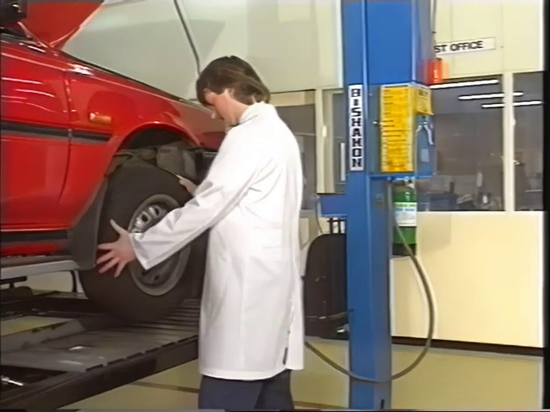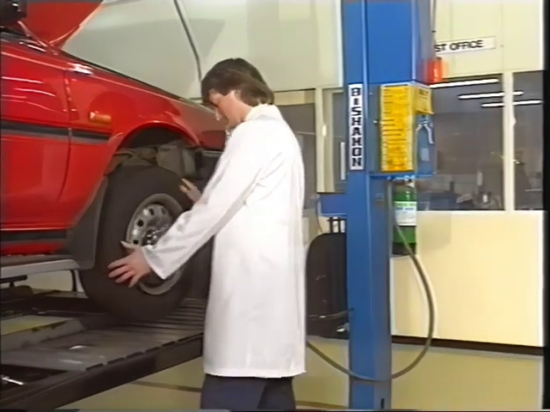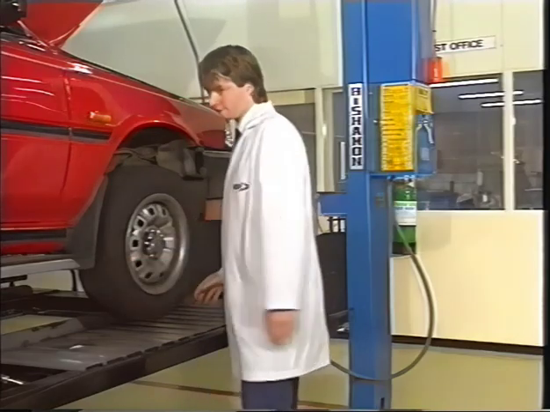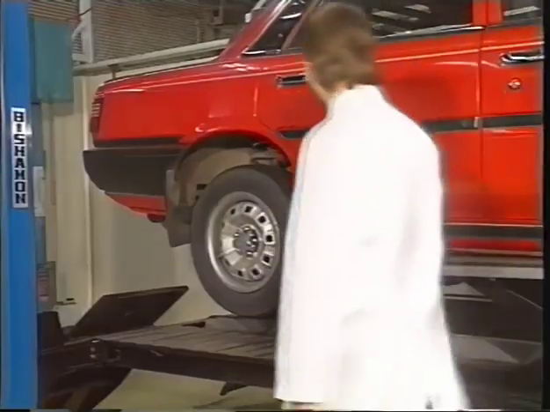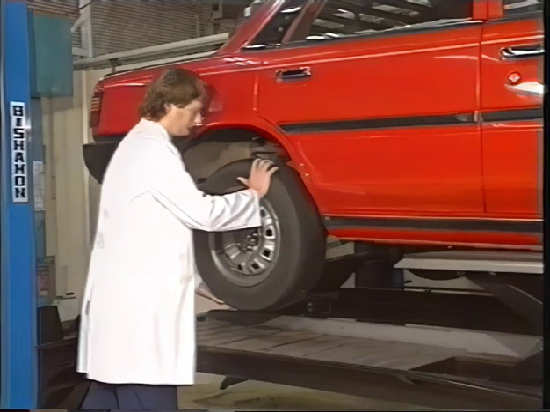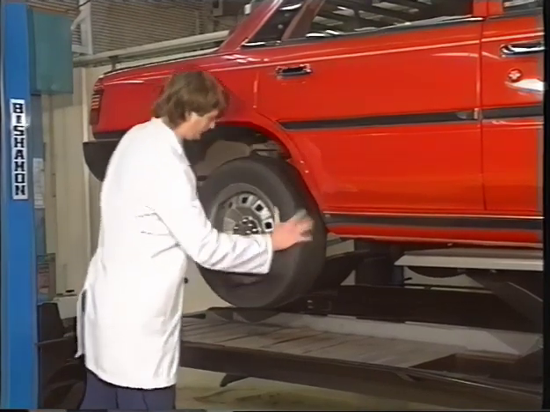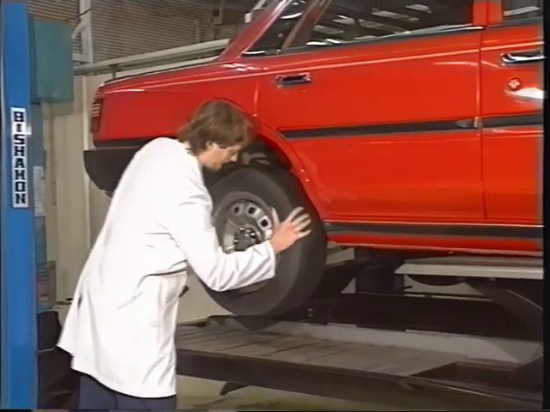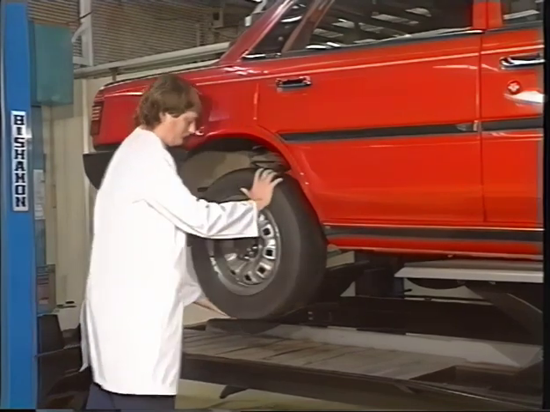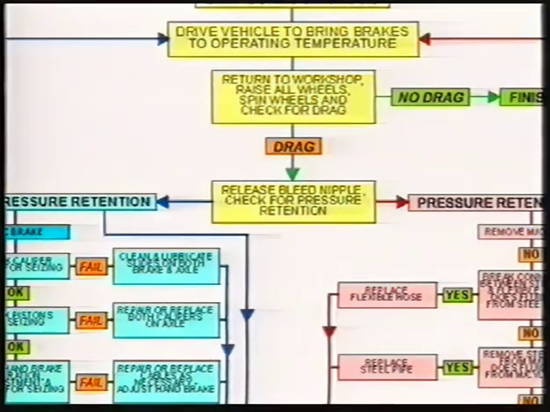The second is that we need to maintain this temperature for a period of approximately 5 minutes to ensure that the heat is transferred to the brake fluid as well as the brake assemblies themselves. On completion of this temperature normalizing process, the vehicle should be returned to the workshop and the wheels raised clear of the ground. All wheels should now be spun by hand to check for abnormal drag.